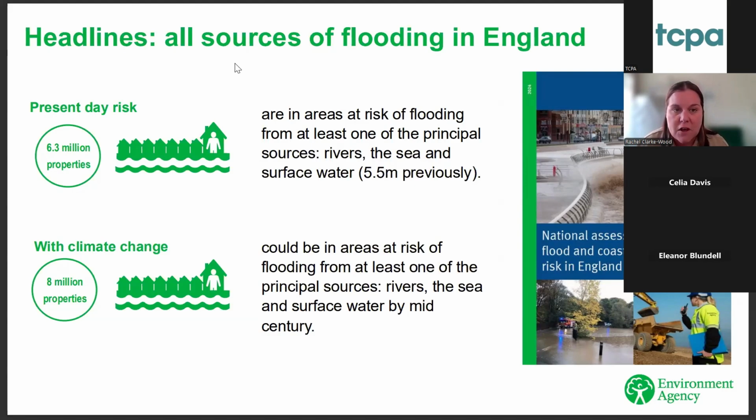You see the increase of nearly 1 million on there, and then with climate change added to that, that goes up to 8 million properties that could be in areas at risk of flooding from one of the sources that I've just mentioned there, the rivers, the sea and the surface water, and that is by mid-century, so that takes us up to 2055. Nick, I can see you back on screen.